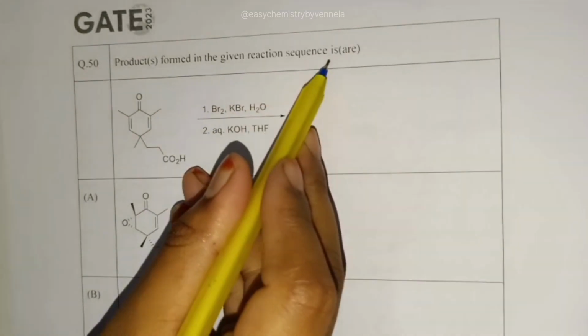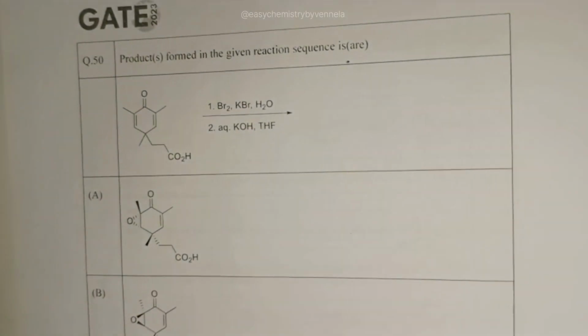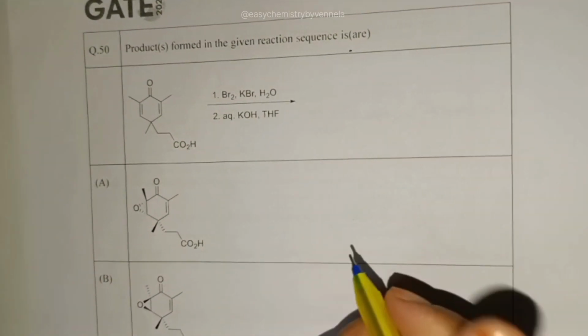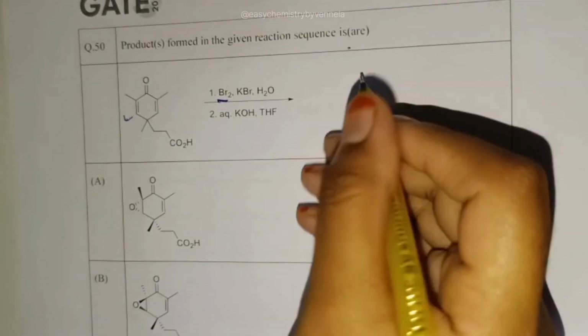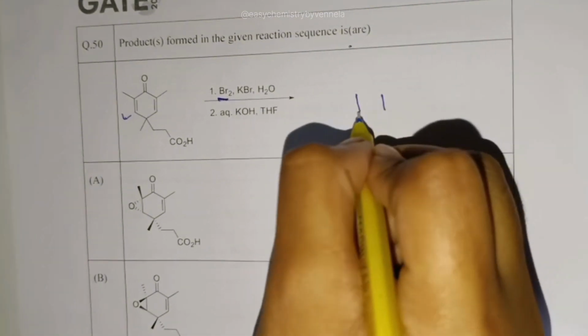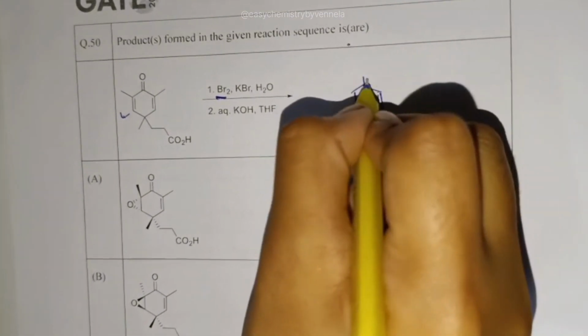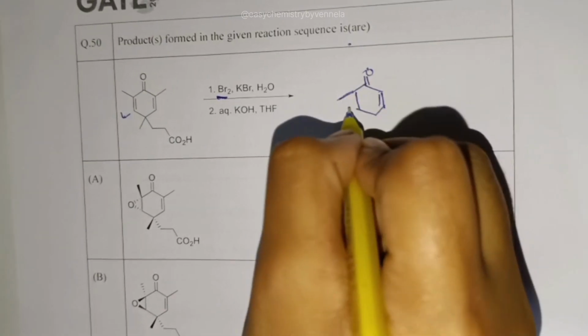So the next one, product formed in the given reaction sequence is, here bromine will react this. It can form cyclic bromination like this.